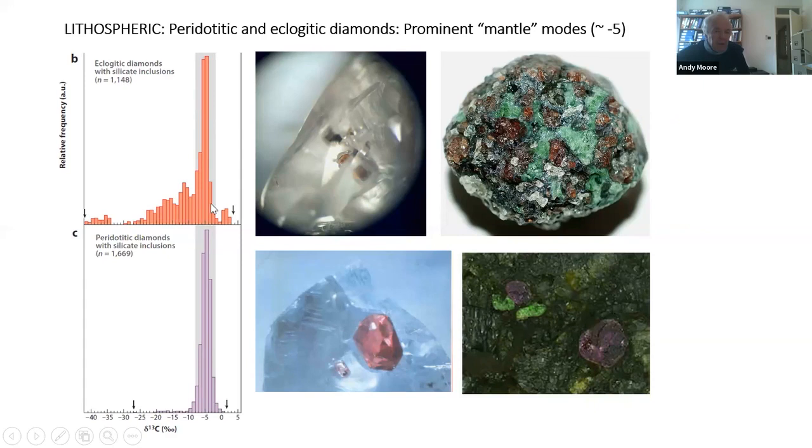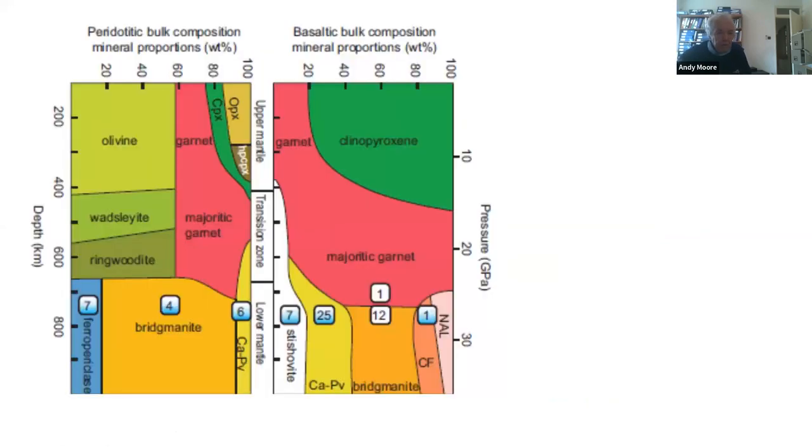And both eclogitic and peridotic diamonds have a prominent isotopic peak at around -5, which is considered to represent the carbon isotopic signature of the upper mantle. And the eclogitic suite has a tail towards light carbon isotopic signatures.